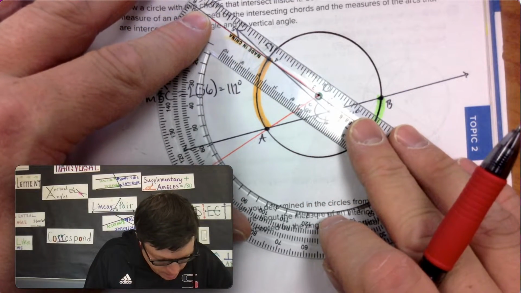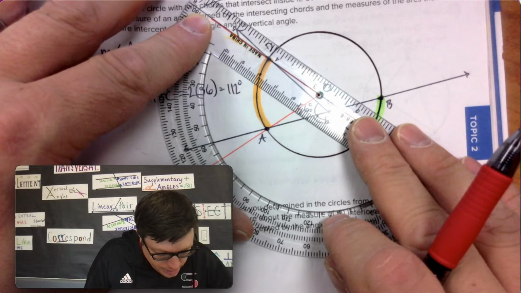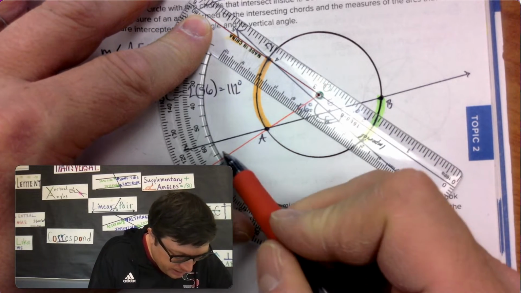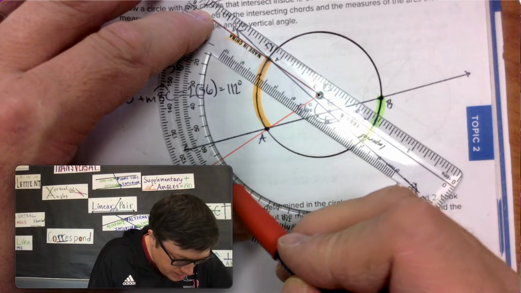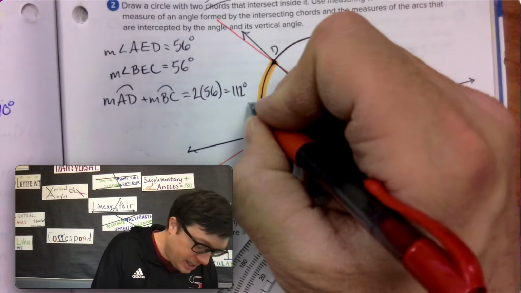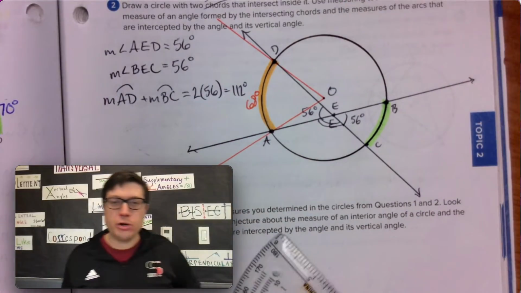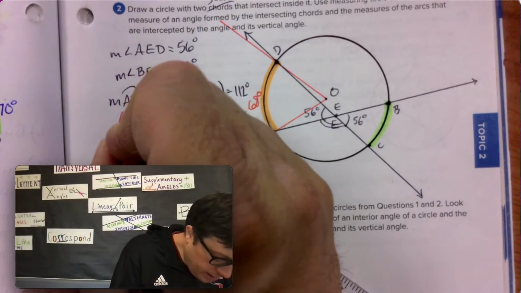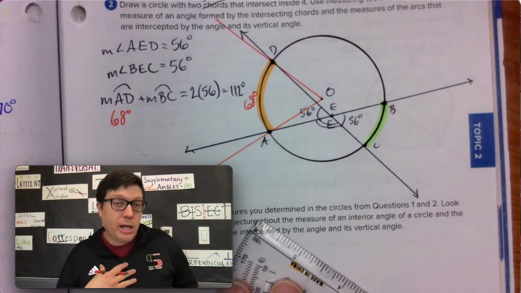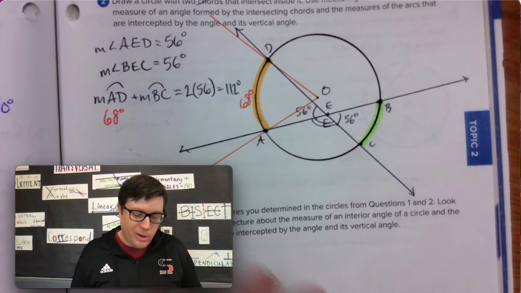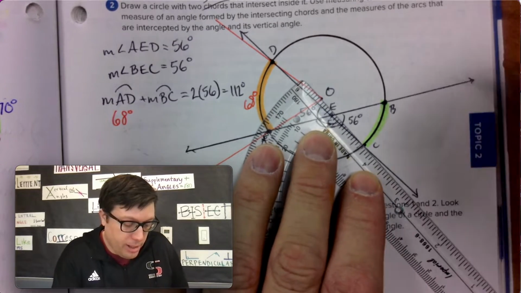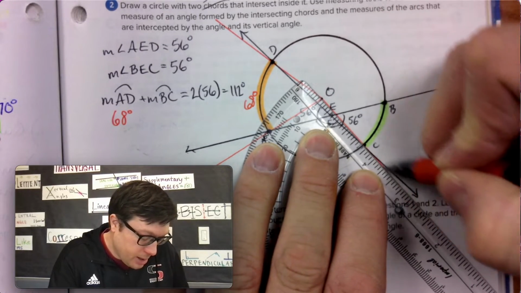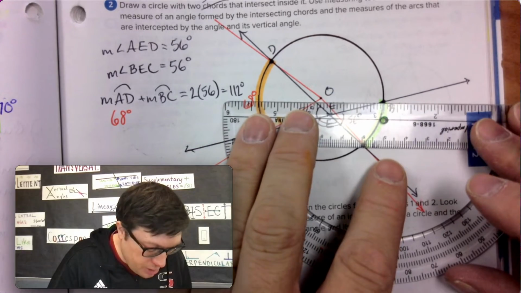Center up, 0 up. I'm using the red measurements, and if it's all lined up and perfect, this looks like 10, 20, 30, 50, 60, 70, 68 degrees. This looks like a 68 degree intercepted arc. I'll put that right here, 68 degrees. That's mine, of course, and if you're straight copying me, you're not doing it right. You need to actually go figure it out for yours.